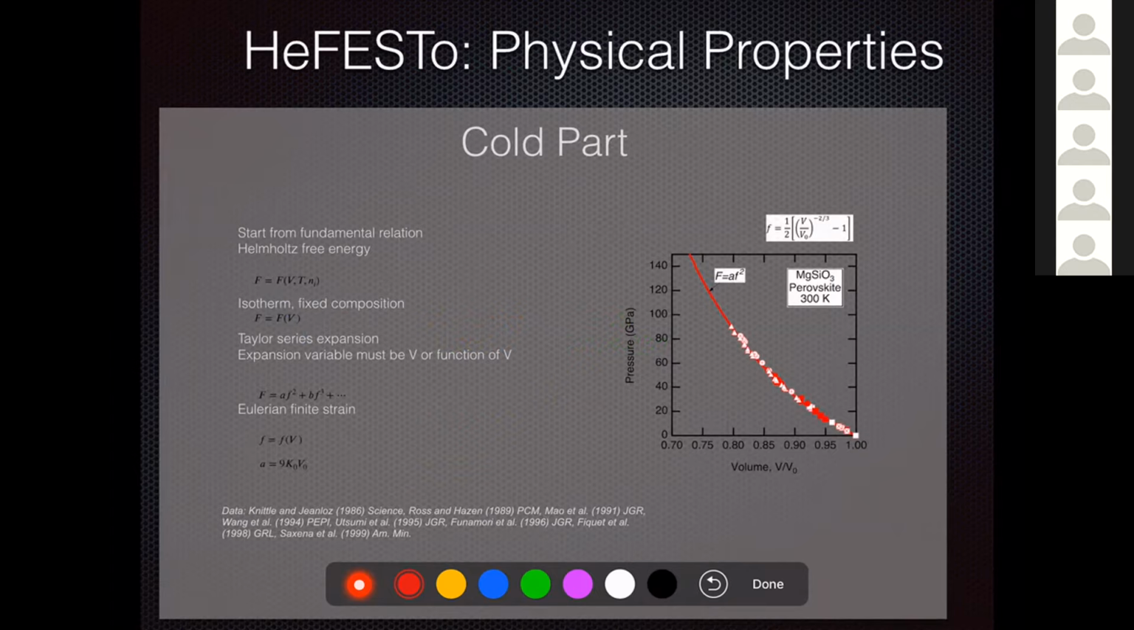Okay, so the phase equilibria definitely use the Gibbs free energy minimization. It has to. The physical properties we formulated in terms of the Helmholtz free energy. And why? This goes all the way back to Birch and others. It turns out that it's a really, really good way to extrapolate to extreme conditions robustly.